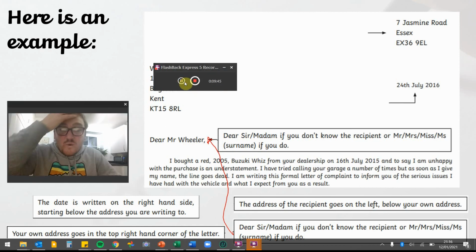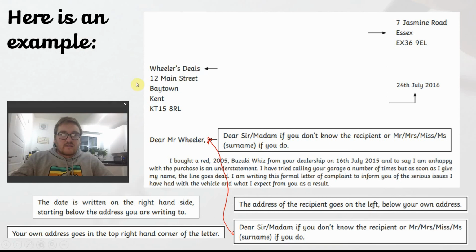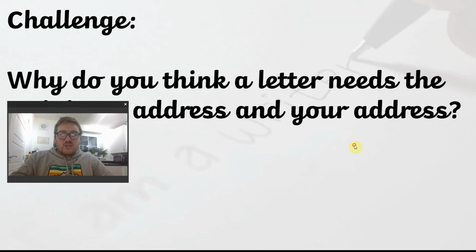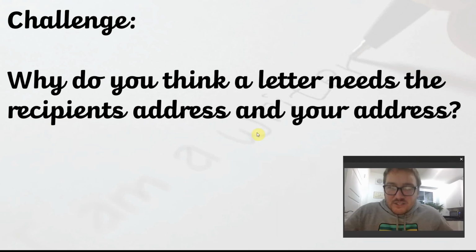Okay, so once you have finished that activity, there is a quick challenge question for you to have a go at. So let's have a quick look. So the challenge question is, why do you think a letter needs the recipient's name and your address as well. So you could write this into your book and then take a picture of the planning that you've done. But the challenge question is, why do you think a letter needs the recipient's address and your own?